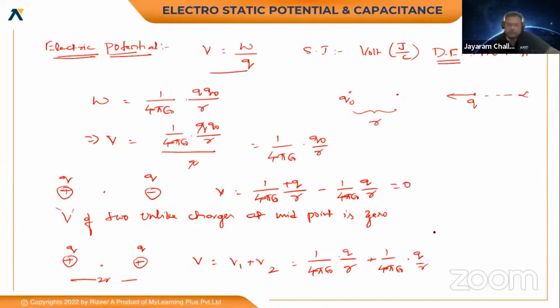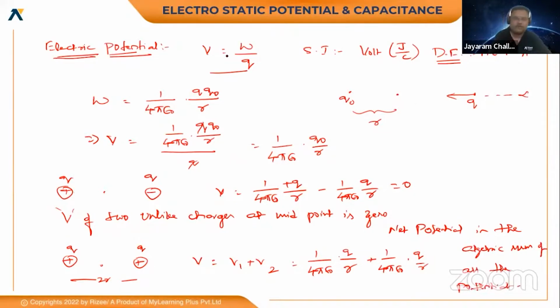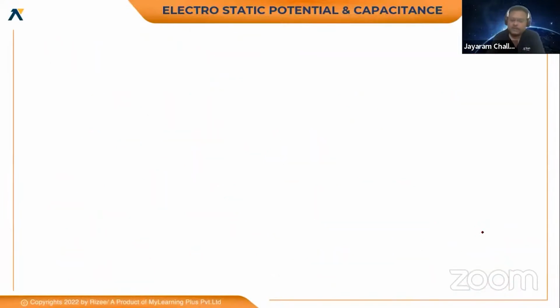So here, the net potential is the algebraic sum of all the potentials at that particular point. Remember this point: if multiple charges are present, you can apply this.